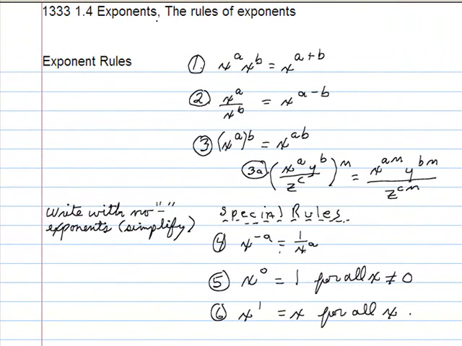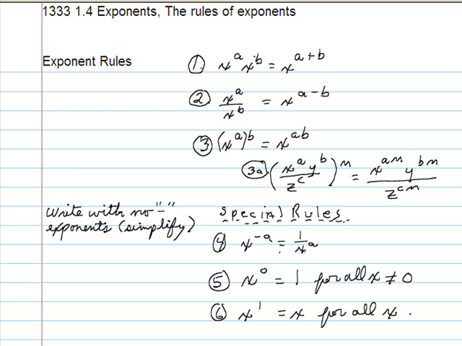Welcome to the podcast on Section 1.4 Rules of Exponents. Since this is a review set of material, I'm going to go through it fairly rapidly. First, we'll talk about the exponent rules. I've broken them into 6 rules, 3 basic rules, and then 3 special rules.